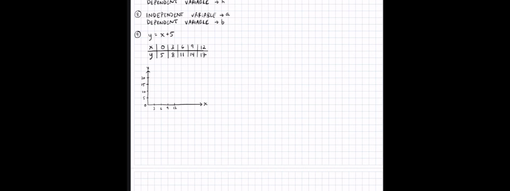And so our first point is going to be 0, 5. That's located right here. Then we have 3, 8. I think 8 I'm going to approximate to be right about here. 6, 11. 11 is going to be a little past 10, right? And then 9, 14. 14 is a little below 15. And then 12, 17. It's going to be right about there, okay? So if I draw a pretty rough sketch here, this would be our graph for our linear equation, okay? So nothing too, too crazy, but that would be the table and the graph that would accompany this linear equation. Okay, so that's number 9.